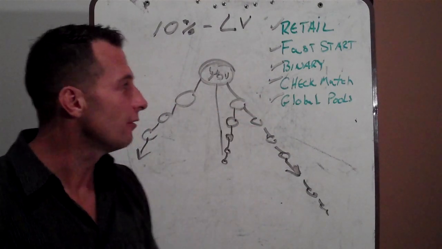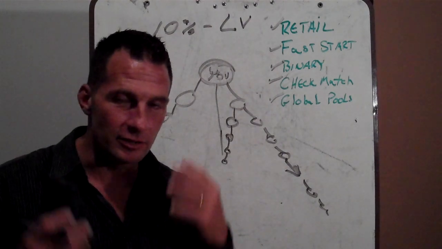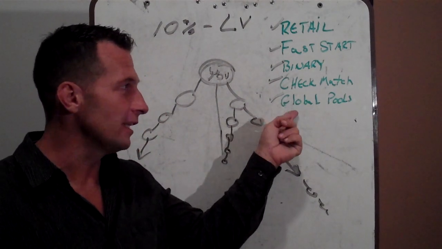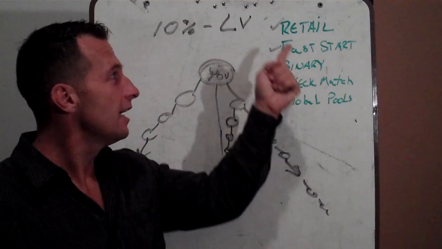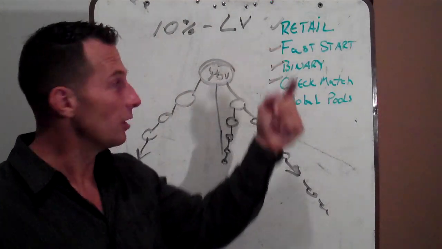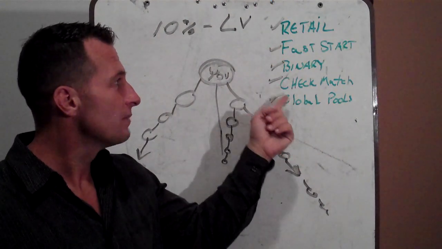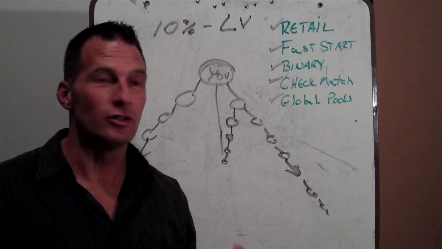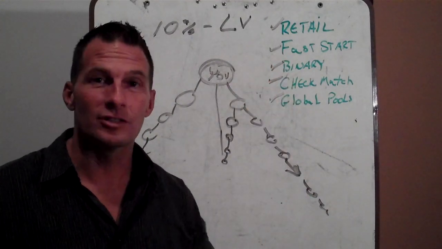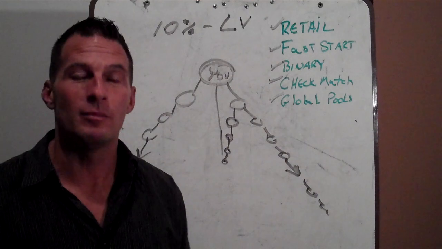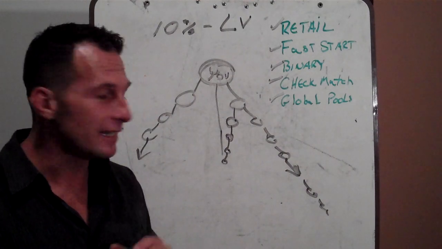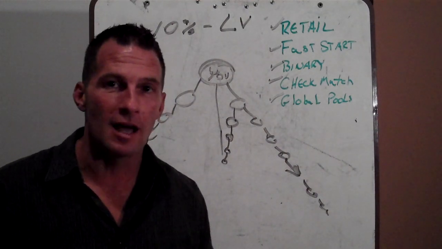So the number one thing you've got to remember is just to keep it simple. Don't get complicated. You don't have to get into detail about how the global pool works if you haven't got a customer. Okay, don't even worry about that. The same thing with fast start check. Check matches aren't going to really mean squat to you unless you've gotten some fast starts, because you don't have a team to get paid on to begin with. So just remember that. Keep it simple, keep it basic, work through the comp plan.